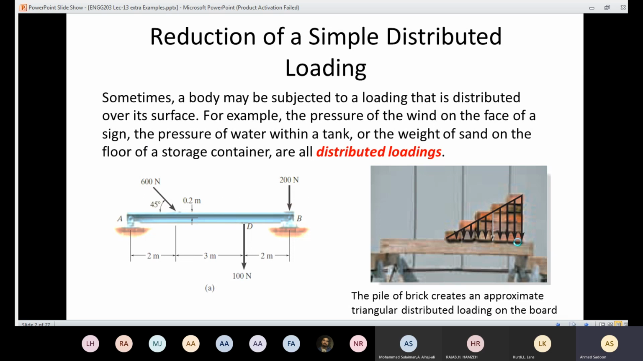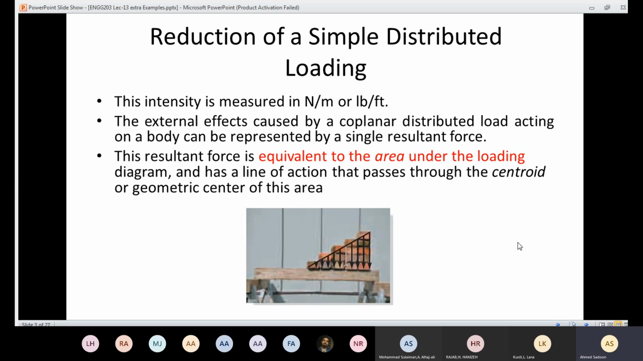So in order to deal with that type of force, first we need to know the intensity of that force. Distributed loading is measured in Newton per meter, or pound per foot if you are going to use the US customary. And like you can see here, it's just like a force which is distributed over a line. That is why here the intensity is force per distance.